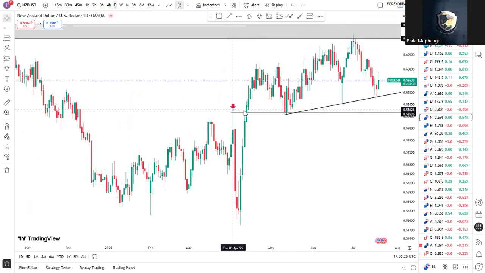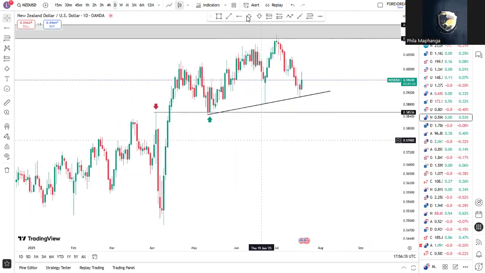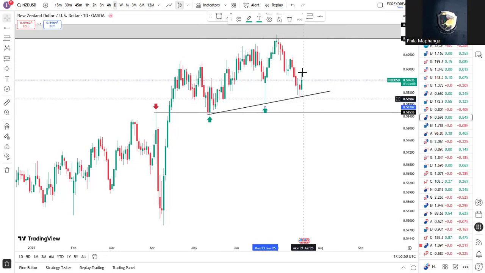The resistance was broken. It was then later on tested as what? As support. On that support, we got our first time touch of a trend line. And then the market went all the way up. It came back to the trend line and gave us the second time touch of the trend line. That's when we confirm that we now have a trend line. Now the market is coming down to the trend line. Here we go, a third touch. The market is pushing all the way up.